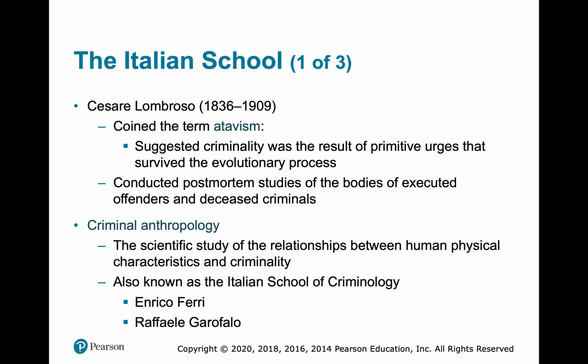Now, the Italian school of thought is founded by Cesare Lombroso. He coins the term atavism. Atavistic, and he talks about born criminals as atavistic throwbacks. This is the idea that it's based on Darwin's theory of evolution, that criminals are somehow less evolved. And so criminality is the result of primitive urges that survived the evolutionary process. And Lombroso talks about atavistic stigmata. These are qualities or traits that indicate that we are more or less evolved.